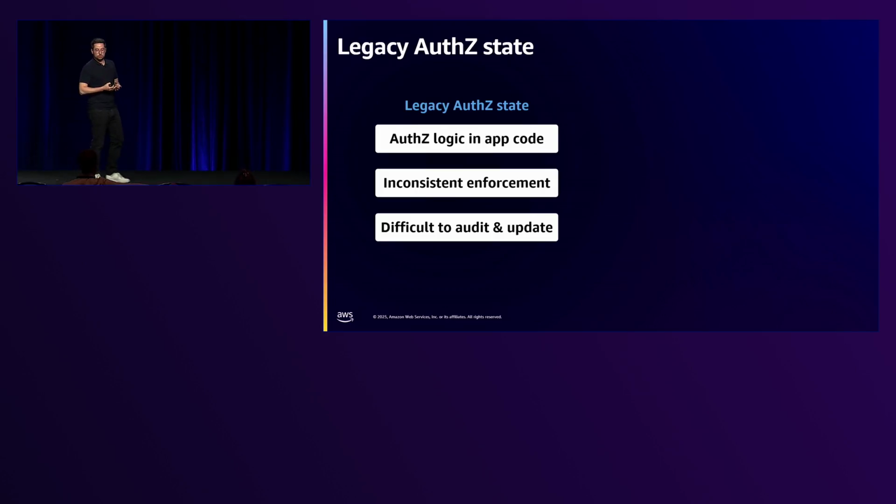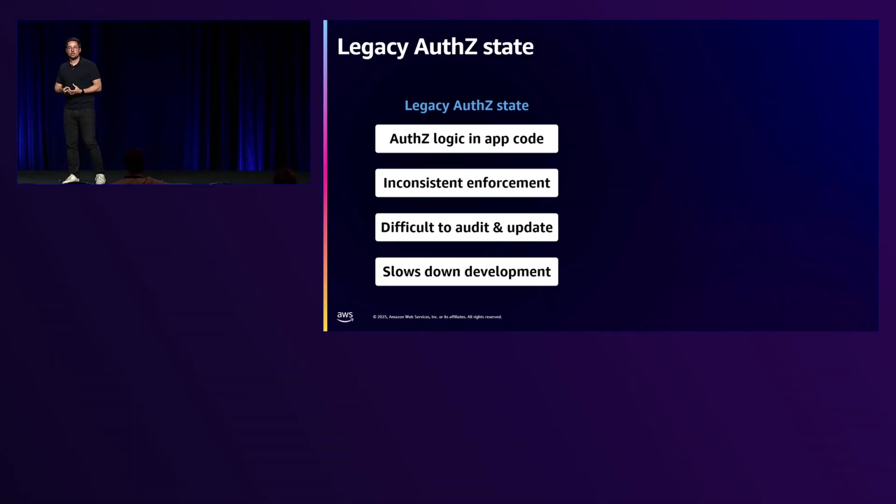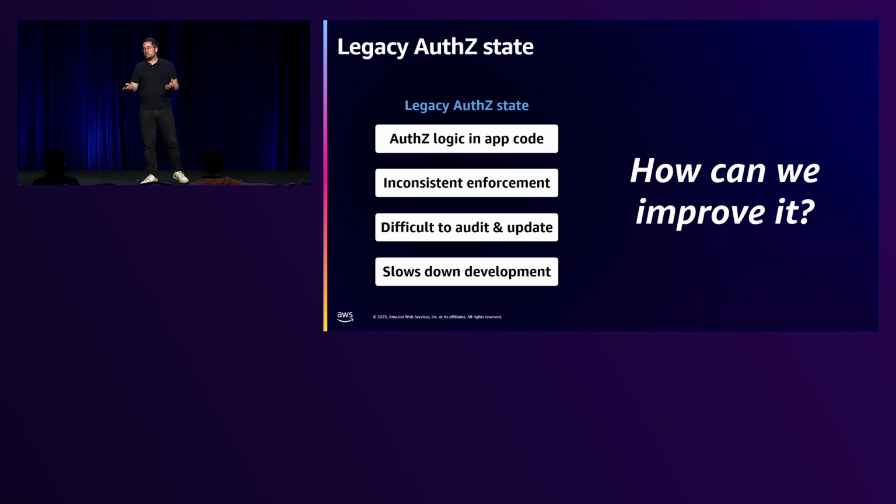This is also difficult to update and to audit. If you want to update this, you have to go into your application code, update it, and then deploy a new version of your code. Also, the audit part becomes not so easy, because how do you log the authorization decisions? Maybe one app does it one way, maybe the other microservice does it the other way, and you might want to have a centralized repository of those access logs. And of course, it also slows down the development of new features, new business logic, and new value for your users. So the question is, how can we improve it, and what can we do to make this better?